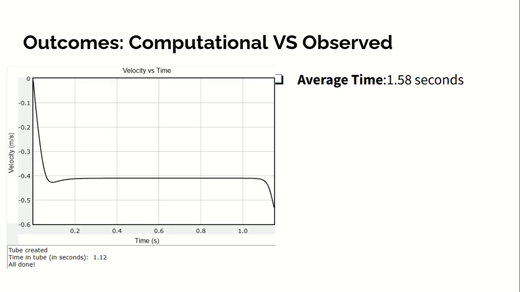Here's our outcome, computational versus observed. You'll see over here on the left side, it goes straight down, right? And this is actually where the force of gravity is greater than the magnetic force, but right here it dips back up and is constant for a long time. Velocity is even, which means there is no acceleration, which proves that the magnetic force is equal to the gravitational force at this point. And then once it gets towards the end of the tube, magnetic force kind of takes back over, and we'll see that again we have that 1.12 second outcome versus the 1.588 seconds from the observation.